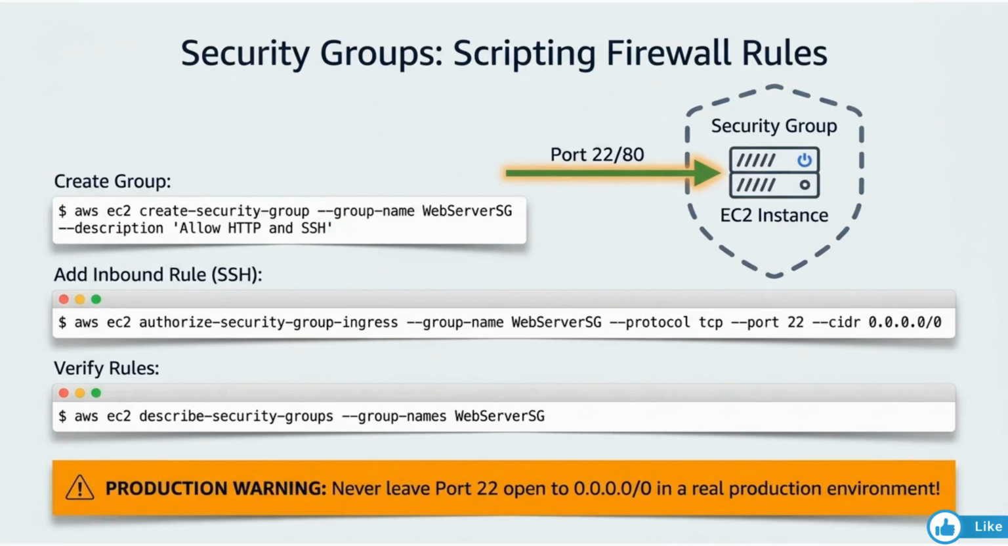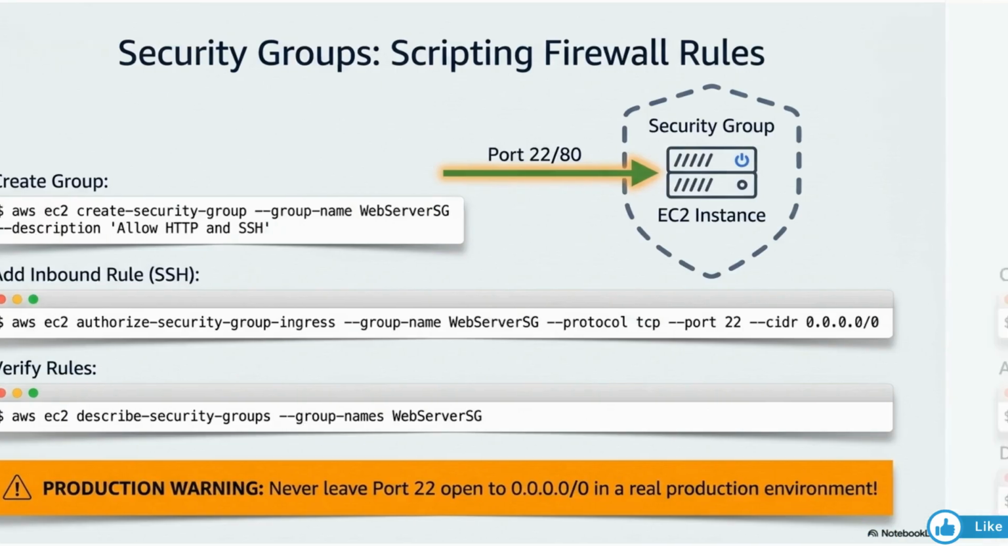But here is a very important production warning. Never open port 22 to the entire internet using 0.0.0.0/0. In real environments, allow only trusted IP addresses. Security is not optional in cloud engineering.